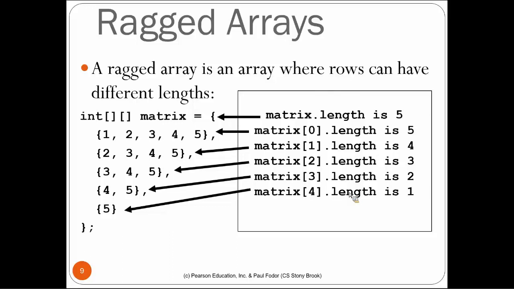So for instance, matrix.length gives us that there are 5 rows, but matrix[0].length gives us that there are 5 elements in the first row, and matrix[1].length gives us that there are 4 elements in the second row. So even from the second row, we can already infer that this is a ragged array. It's a matrix that has a different number of elements in different rows.